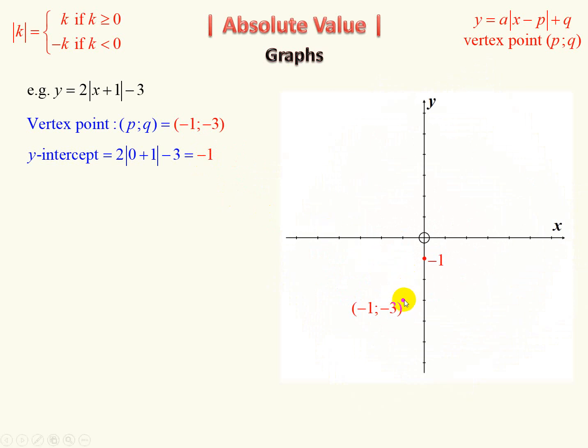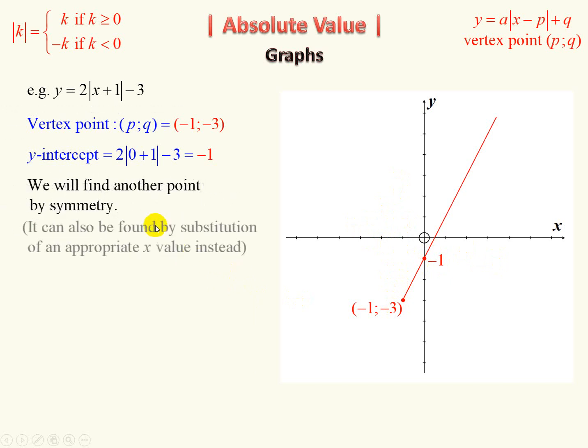Vertex point, so we know that the tip of the V is going to be there. We know that it goes through there. Now, quite simply, the absolute value graph of this type is symmetrical about the critical value of x. It's symmetrical about that line x equals minus 1.